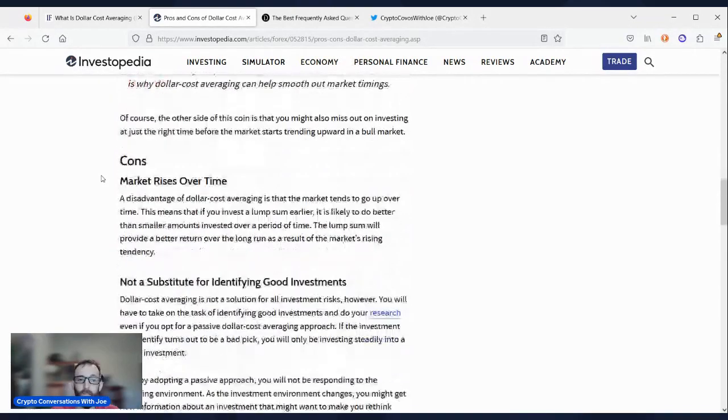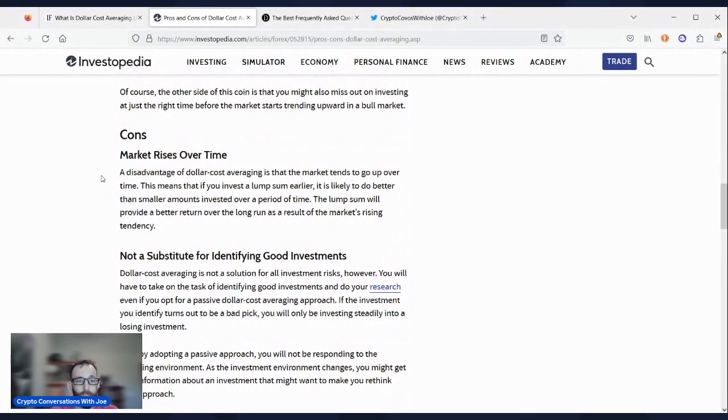Cons. There are some cons to DCA. Market rises over time. So as the market goes up, if you're spending $50 a week in Bitcoin, it doesn't go as far as it did when Bitcoin was at $18,000, right? That's just the nature of the game. For me, I'm willing to accept that because I am just going to set it and forget it. And to be honest with you, I'm really bad about remembering to buy things sometimes.